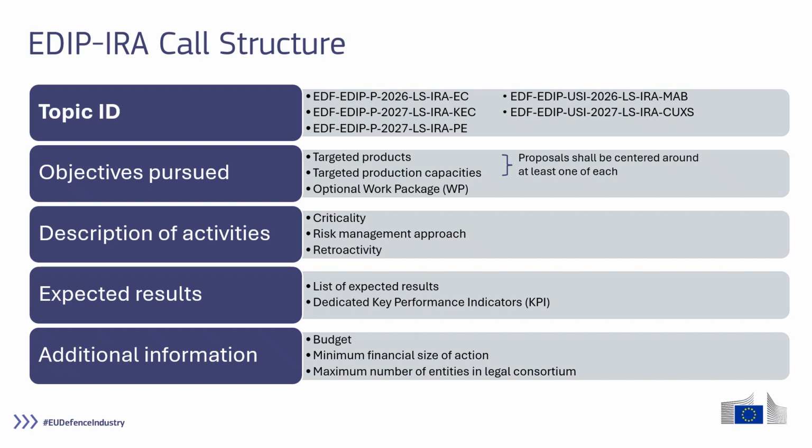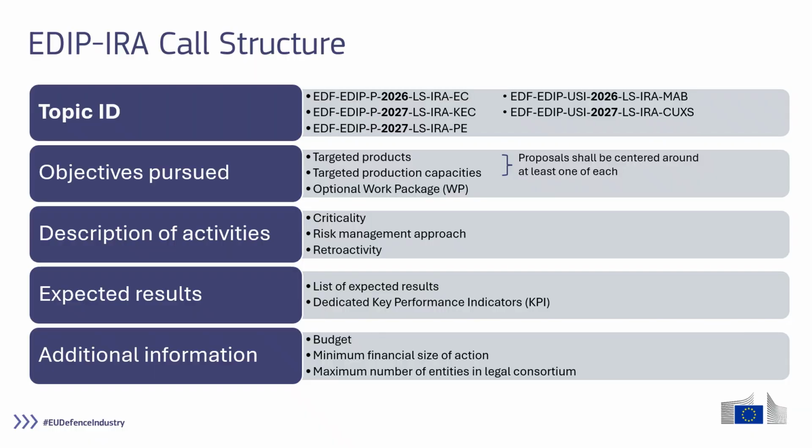But first, a few words about the topic ID. This is found at the top of the individual call. It may look a little confusing at first, but there is a logic to it. The first part, which you see here in bold, lets you know whether the call falls under the EDIP program itself or under the Ukraine Support Instrument within EDIP. The EDIP program is being published under the European Defence Fund umbrella, similar to other programs like ASAP.